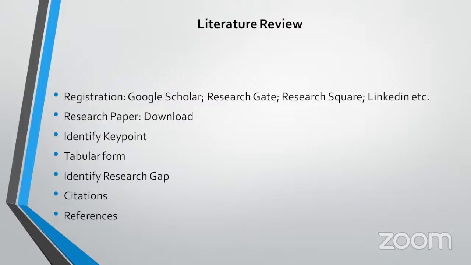Then the next one is citations. Only referring to that paper is not sufficient. You have to cite it in your review paper also. Whatever paper you have referred to, you have to cite in the paper also, because otherwise it will come under plagiarism. That's why. Then you have to write the references. Okay, so these are the steps for literature review.